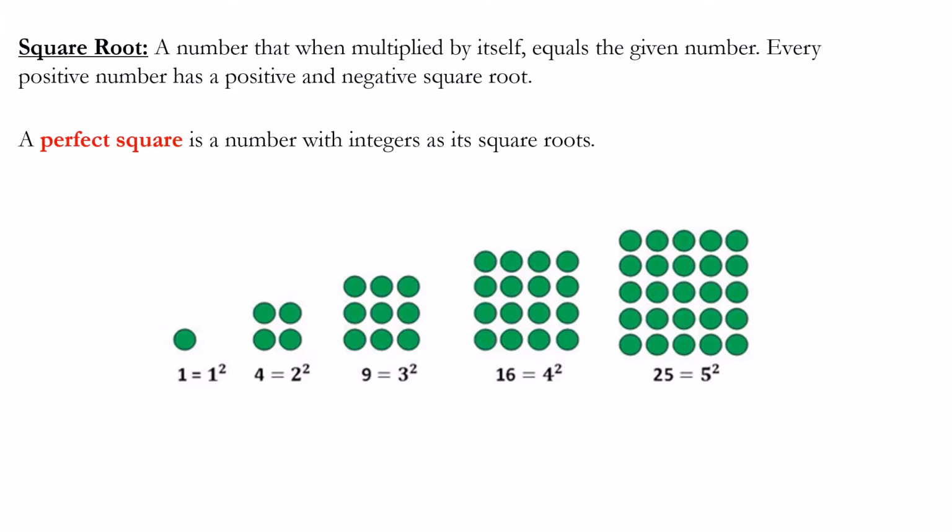Hey everybody, today we're going to talk about approximating square roots. Let's take a look. A square root is a number that when multiplied by itself equals the given number. Every positive number has a positive and negative square root. A perfect square is a number with integers as its square roots.